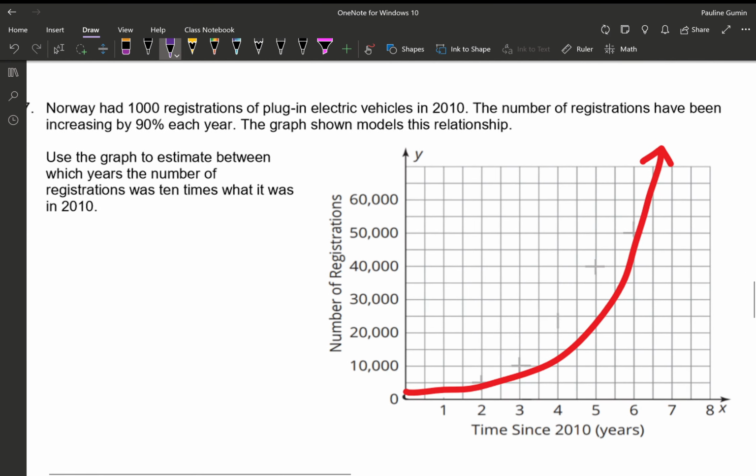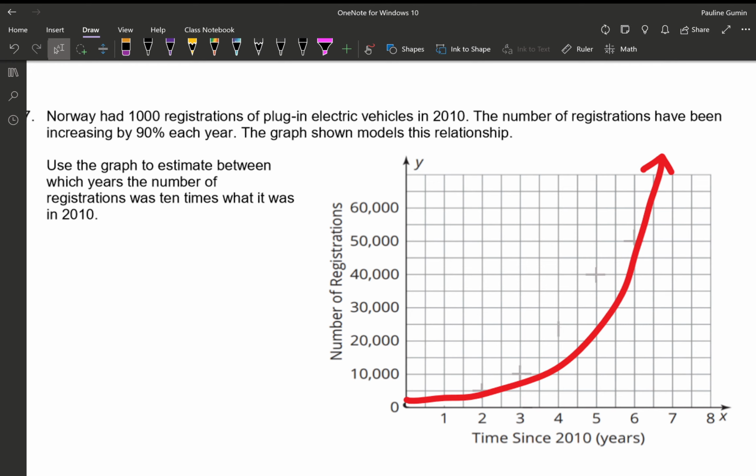Number 7. Norway has 1,000 registrations of plug-in electric vehicles. The number of registrations has been increasing by 90% each year. The graph shows the relationship, and let's use it to estimate when it will be 10 times larger. So we're going to take 1,000 and multiply it by 10, for which we get 10,000.